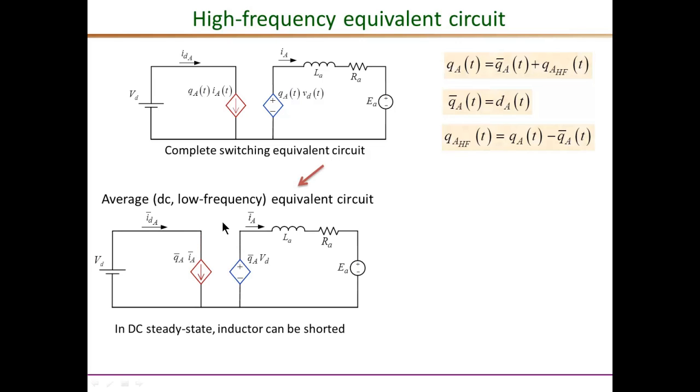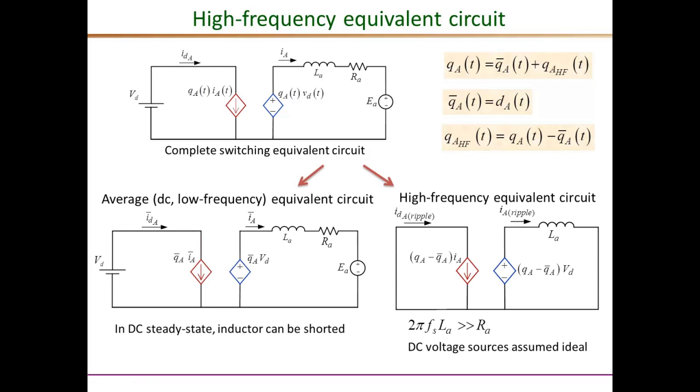If you look at the average circuit, the turns ratio here is the first part of Q. So Q average is the turns ratio, and the other quantities are governed by this turns ratio. All of these are average, and we'll get the well-known steady state equations that we looked at earlier.